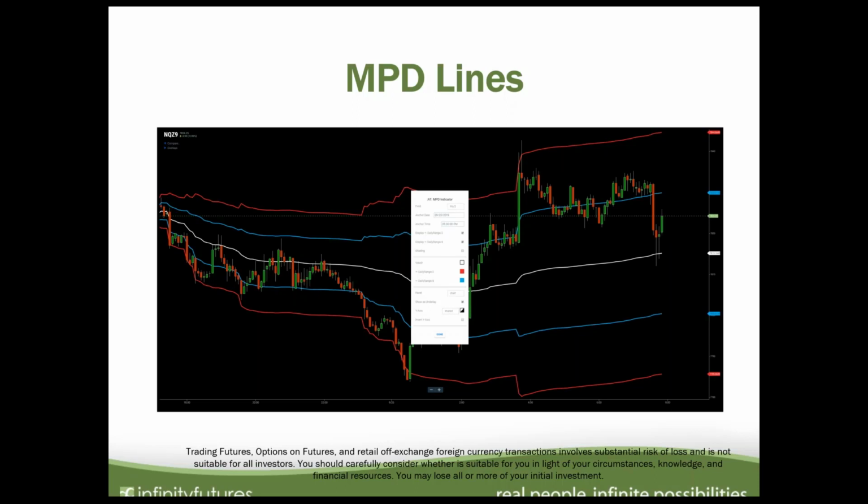So it's kind of got a Bollinger-like feel to it, but it's not an oscillator. It's not using some mysterious formula. It's solely based on range and volume-weighted average price. And as the VWAP trends in one direction, so will the MPD lines. That's the general concept.